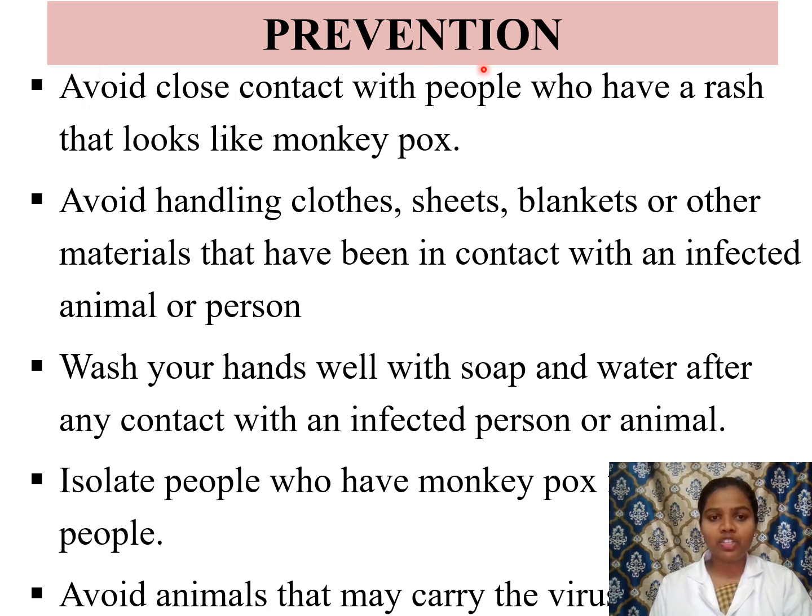Then prevention: avoid close contact with people who have a rash that looks like monkeypox. Avoid handling clothes, sheets, blankets or other materials that have been in contact with an infected animal or person. Wash your hands well with soap and water after any contact with an infected person or animal. Isolate people who have monkeypox from healthy people. Avoid animals that may carry the virus. So these are the main important points we have to remember. Hand washing technique, we all know it is very important for any type of disease.